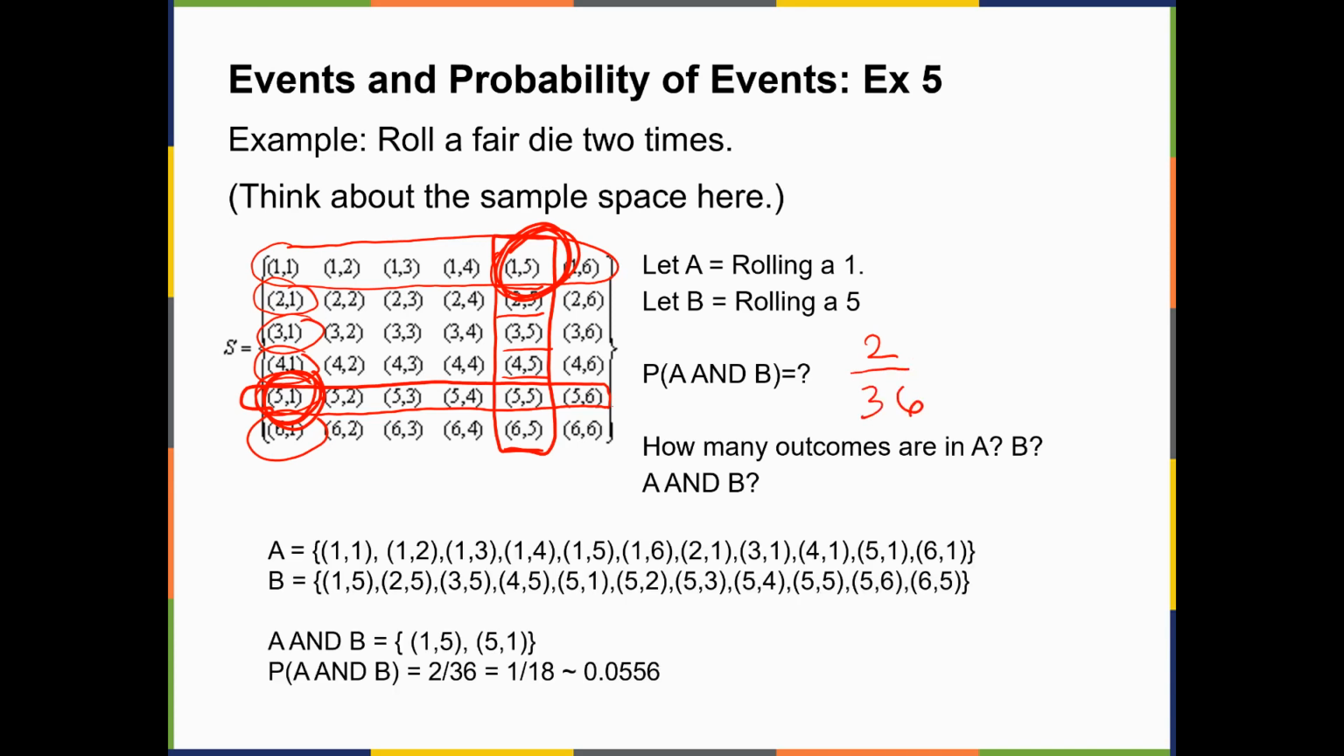All right? So I wrote it all out here too. A is equal to all these guys, and B is equal to all of these guys. A and B is equal to (1, 5) or (5, 1). That's the only 2 ways you can roll a 1 and a 5. So the probability of A and B is 2 chances out of our 36 total chances, which is 1 out of 18, which is approximately equal to this decimal.